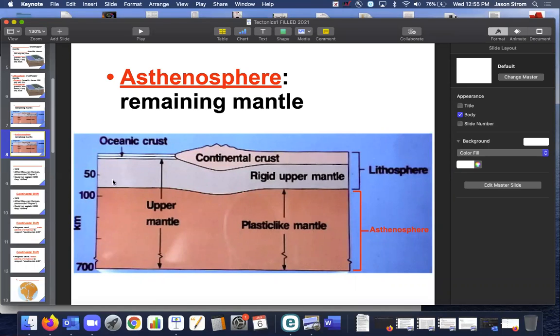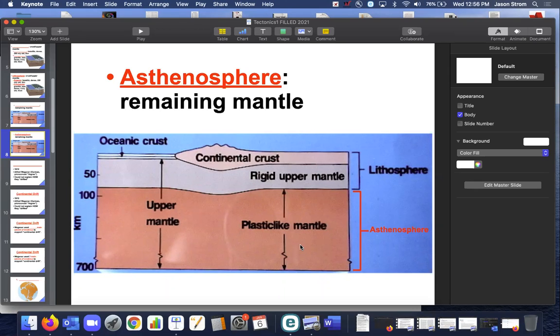Below that, in the asthenosphere, in this diagram, it says plastic-like mantle. The reason it's described that way is because the term plastic just refers to the property of being able to be molded or shaped into whatever, which is why we call plastics plastics, because we can make whatever we want out of them. You make chairs or mechanical pencils or panels for cars or bumpers. You make anything you want out of plastic.